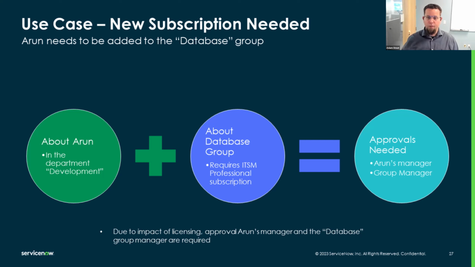So let's talk about some sample users in these use cases. I have Arun, who's in the development department, and he wants to be added to the database group, which requires ITSM Pro. What do I want to do in my flow? I want to have Arun's manager approve it to make sure that he needs to be in the database group for being in development, and then the group manager. The reason we're doing that is because Arun doesn't have ITSM, so there's a cost. In this use case, I want the manager to approve the cost, because we're going to bill back. So approve the cost first, and then approve the security. That's what I wanted to do, but you have to decide what your order is going to be.